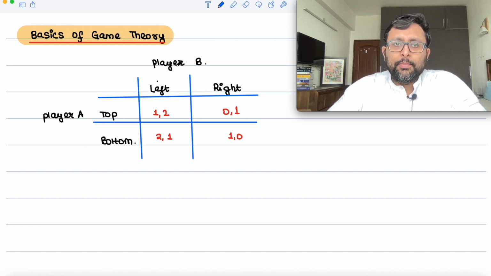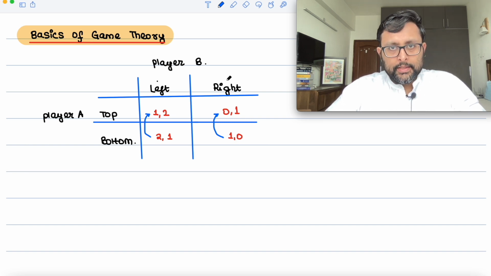I'm player A and you guys are player B. So I have a choice either to play top or bottom. You have a choice either to play left or right. The first number every time shows me my payoff, and the second number every time shows your payoff, right? So if I play bottom, now just think about it. This 2 is greater than 1. This 1 is greater than 0. So whether you play left or you play right, the payoff I get from playing bottom is more than the payoff I get from playing top, right? So for player A, bottom is the dominant strategy, right?